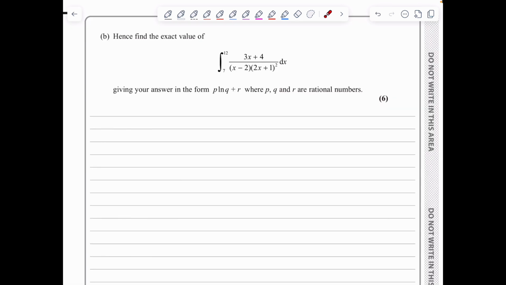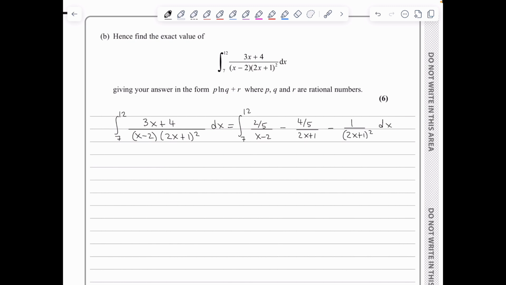We are then told to find the exact value of this integral, giving our answer in the form p ln q plus r, where p, q, and r are rational numbers. So starting with the integral, the first thing is to write this in the decomposed form we obtained in part A. So we're looking at the integral from 7 up to 12 of (2/5) over x minus 2, minus (4/5) over 2x plus 1, minus 1 over (2x plus 1) squared.